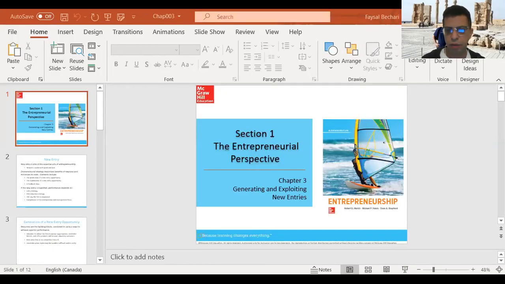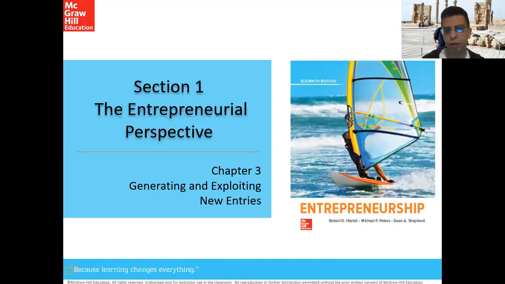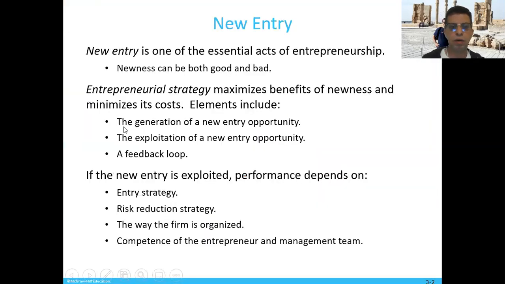In chapter 3, today we will be talking about entrepreneurial perspectives: generating and exploiting new entries. This is what the chapter is all about. A new entry is one of the essential acts of entrepreneurship. And as we said, newness can be both good or bad, so it has two options in it.